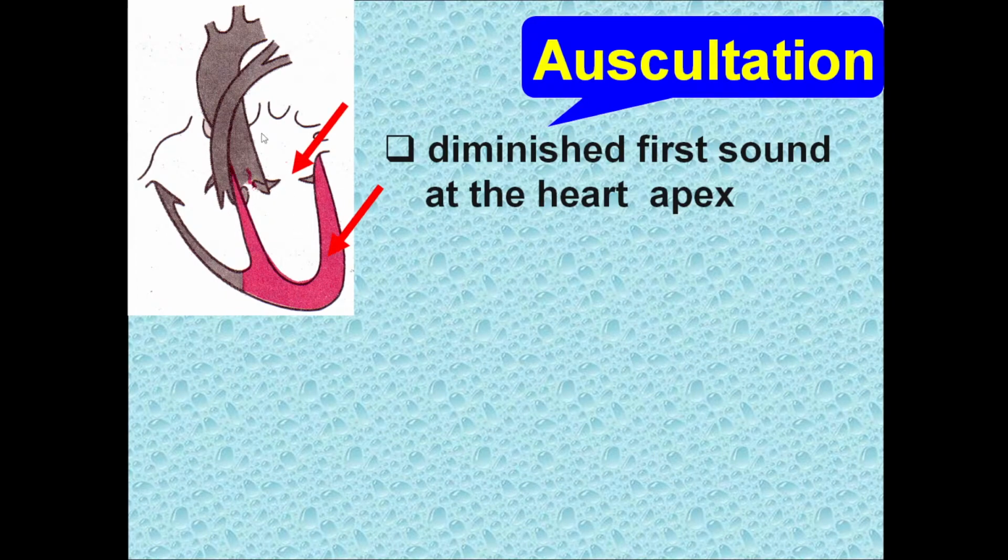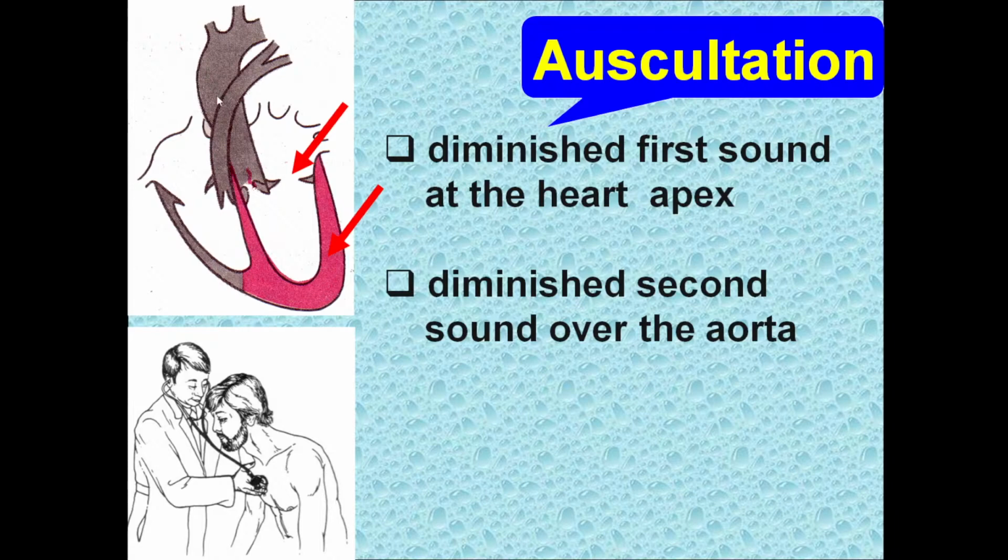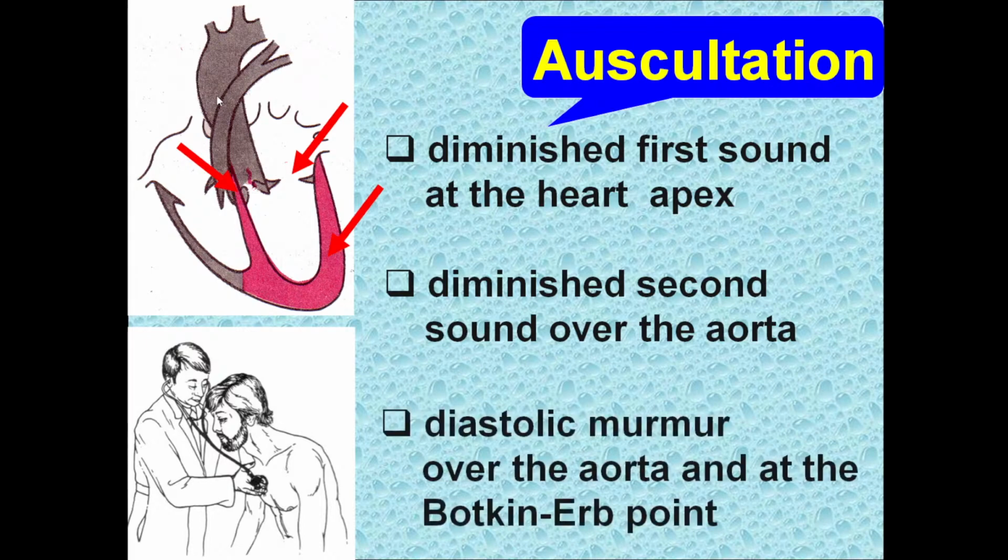You see the first sound diminishes as in case of mitral regurgitation, with muscular and valvular components. But in mitral regurgitation, the valvular component is diminished due to anatomic defects: the mitral valve is shortened due to pathological growth of connective tissue. Here, it is relative mitral insufficiency, because the mitral valve is unclosed due to widening of the mitral orifice because of dilation of the left ventricle. The second sound over the aorta diminishes because there is no valvular component, the main component of the second sound. And we will hear a diastolic murmur, turbulent movement of the coming-back blood, which regurgitates onto the Botkin-Erb point.